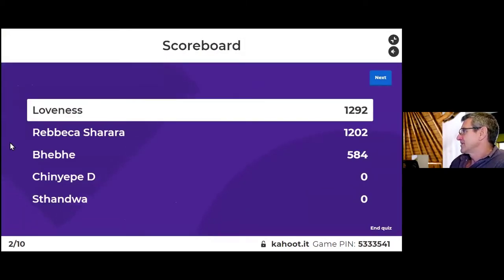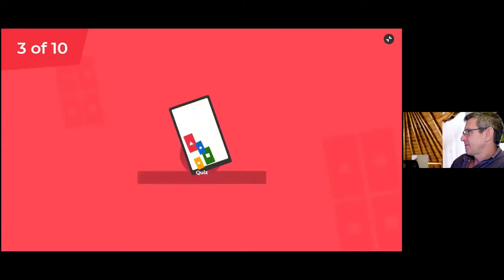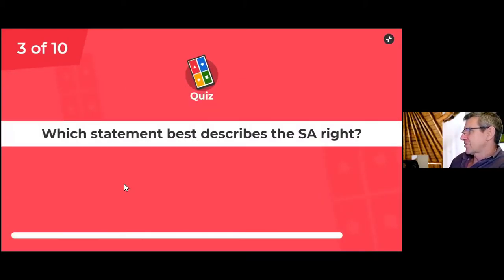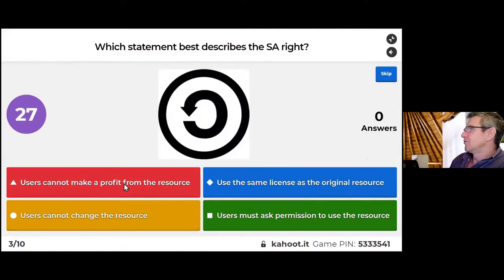All right, so Loveness is still in the lead. Rebecca is closing the gap slightly. Baheb is coming up on the scoreboard. We're still waiting for the others to score properly. Which statement best describes the SA right? Okay, it's that symbol there where the arrow goes to the left. All right. Look at the options, which is the correct color.